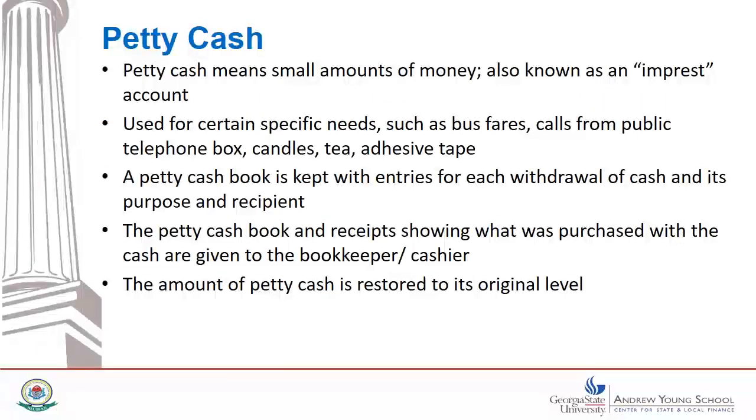There is a special cash management topic that deserves our attention. Many organizations have a small amount of money set aside as petty cash, also termed an imprest account. This account, or box of money, is used for certain specific needs, such as bus fares, calls from the public telephone box, or other small purchase items. A petty cash book is needed with entries from each withdrawal of cash and its purpose and recipient. The petty cash book is given each day or week to the bookkeeper or cashier, with the supporting receipts showing what the cash was used for and by whom. The amount of petty cash is then restored to its original level.